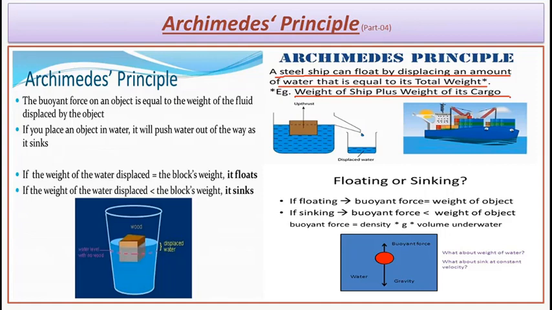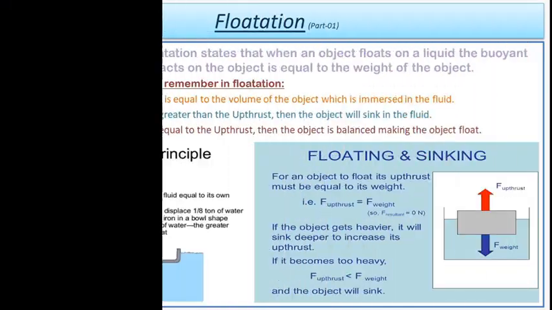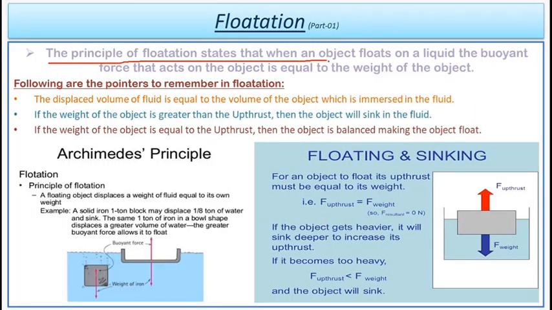This is possible because of the construction of the ship. A ship is constructed in such a way that it can displace an adequate amount of water to obtain a certain amount of buoyant force, where we know the buoyant force on an object is equal to the weight of the fluid displaced by the object. With this, we need to understand the situation of flotation and sinking. The principle of flotation states that when an object floats in a liquid, then the buoyant force that acts on the object is equal to the weight of the object.